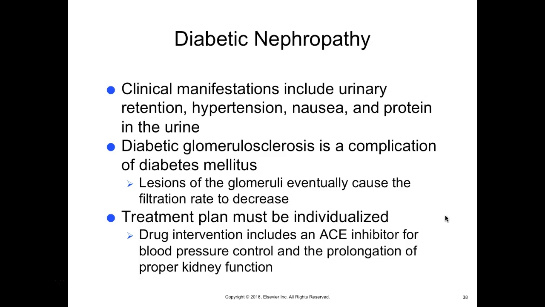So treatment plan must be individualized. Drug intervention includes ACE inhibitors for blood pressure control, because keep in mind, if the kidneys aren't working well, then it can cause problems with blood pressure and vice versa. If there's problems with blood pressure, it can cause kidney problems. So we have to control blood pressure and prolong proper kidney function as well, if it's possible.